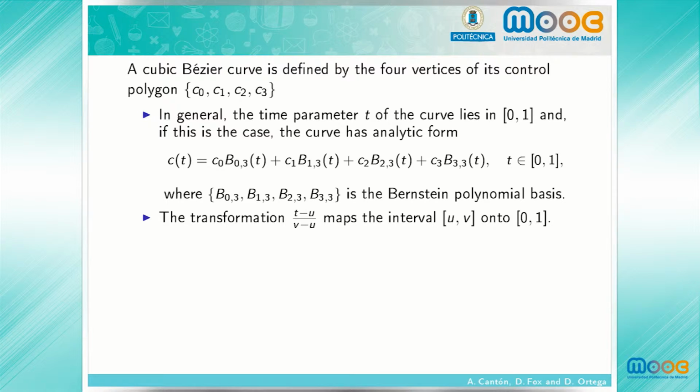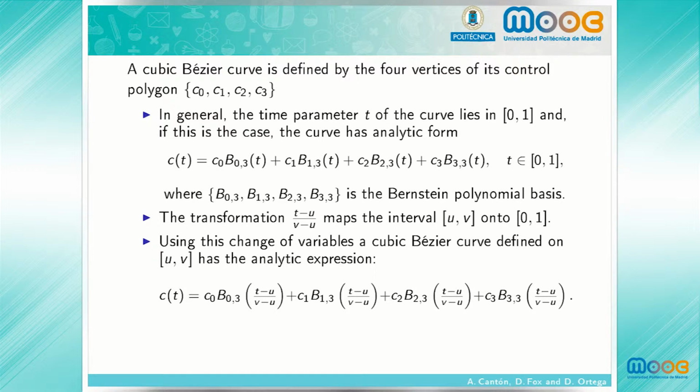If we wish to work with a different interval, say u to v, we can transport the cubic Bezier curve to this interval using the transformation that sends t to (t minus u) divided by (v minus u), which maps the interval [u, v] onto [0, 1]. This is a linear map in t. When t equals u, the numerator is u minus u, so it equals 0. So u gets sent to 0. When t equals v, the numerator is v minus u, which is equal to the denominator, also v minus u. And so v gets sent to 1.